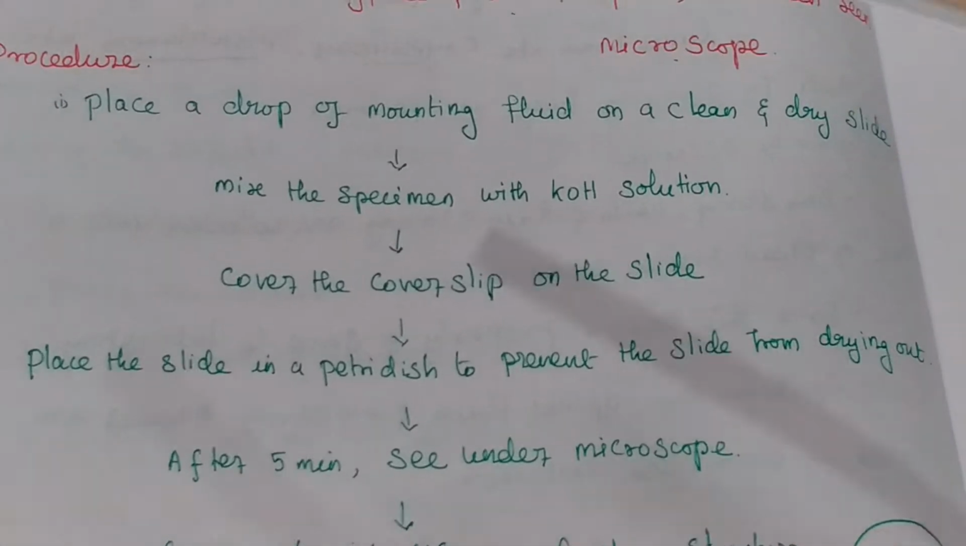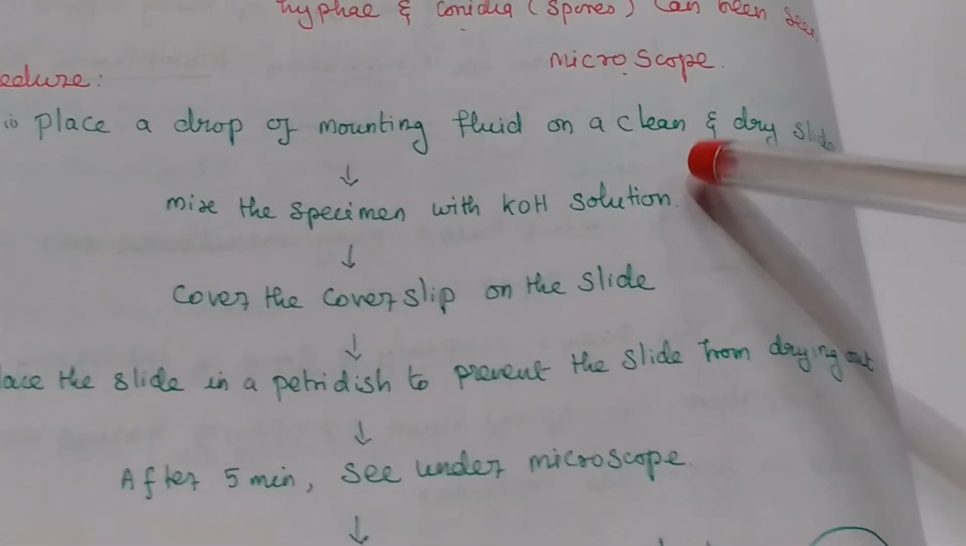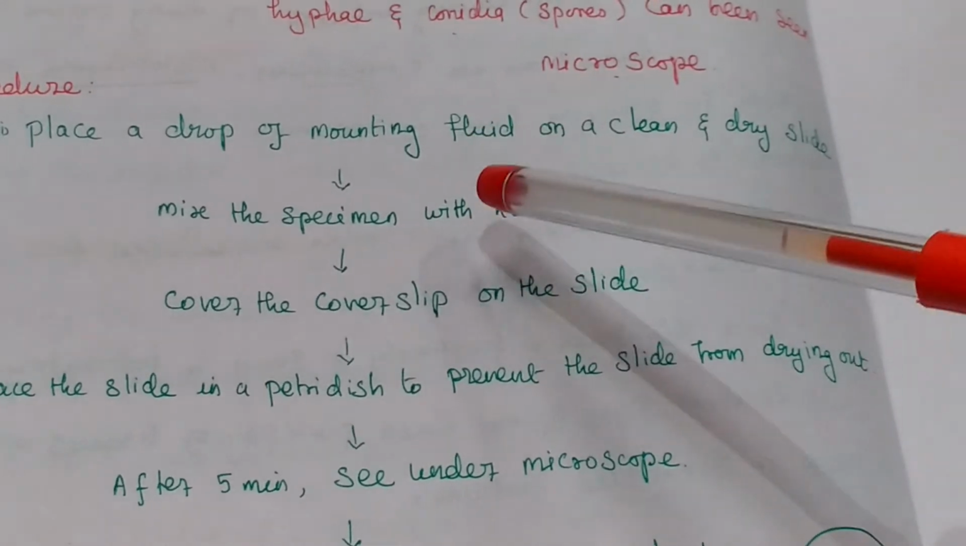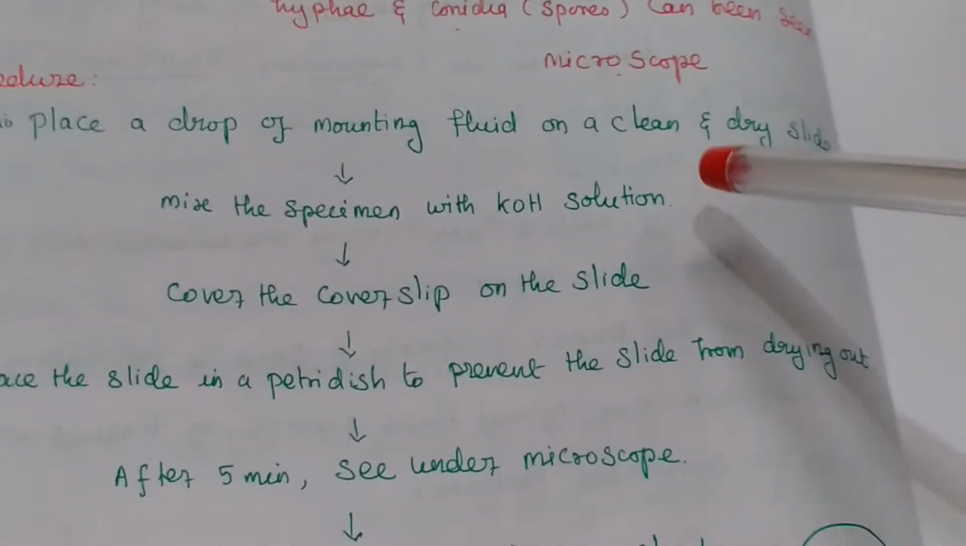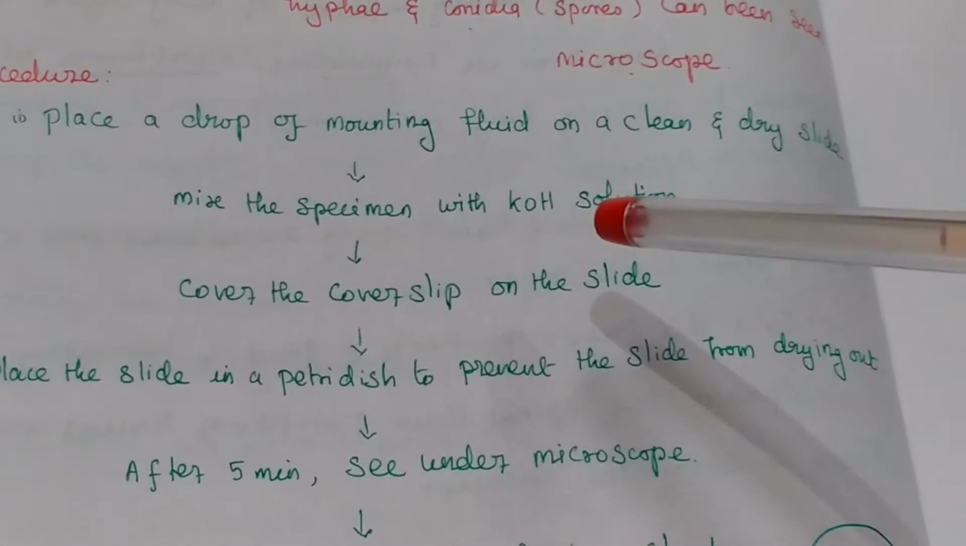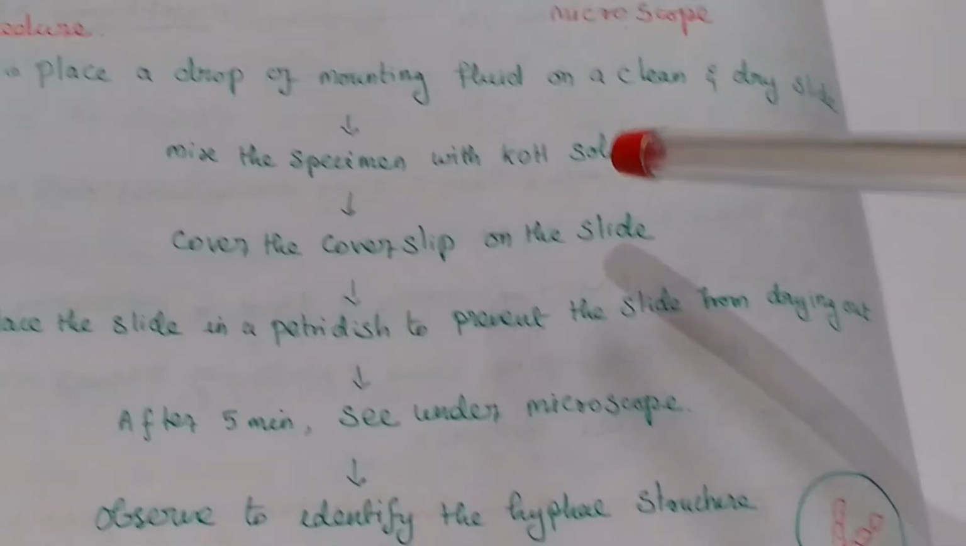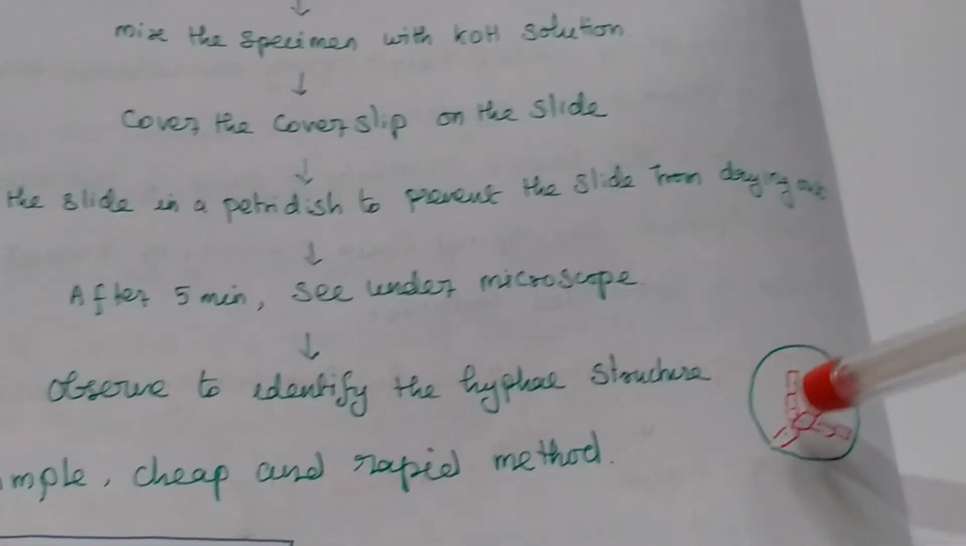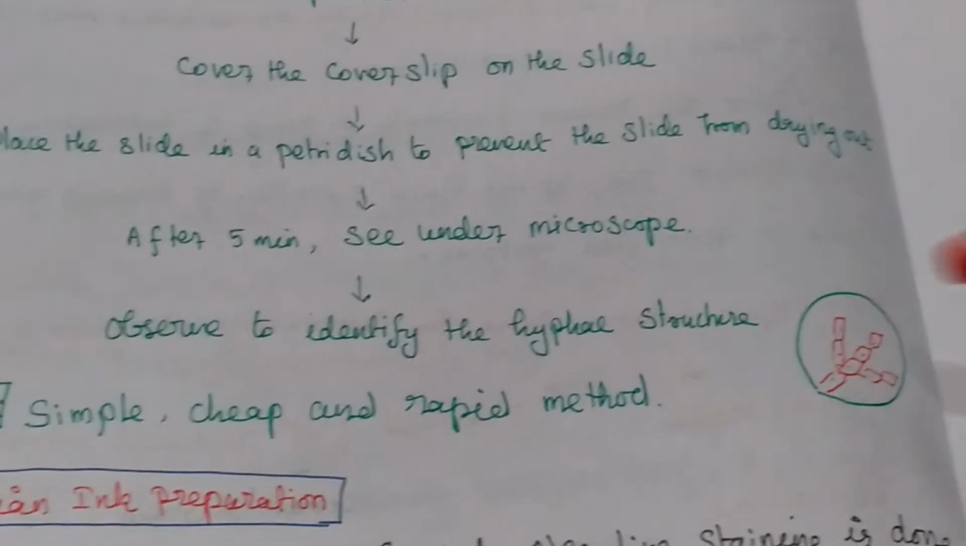So in that procedure we take one clean glass slide, add KOH solution as well as specimen, then mix properly, then place a cover slip. After 5 minutes we observe under the microscope, and we identify the hyphae of the fungus.